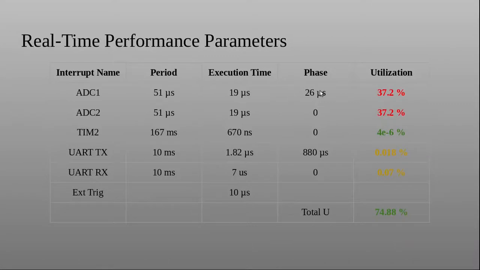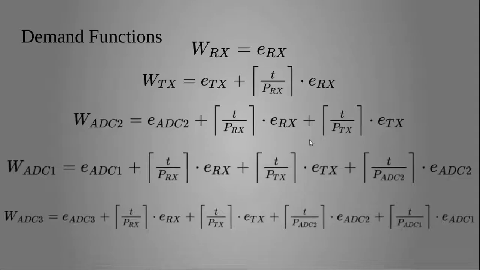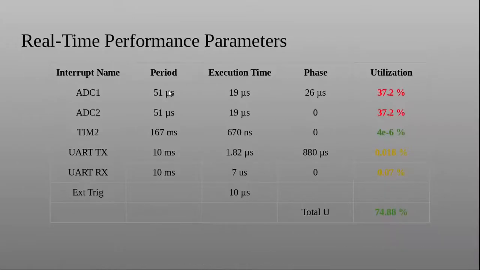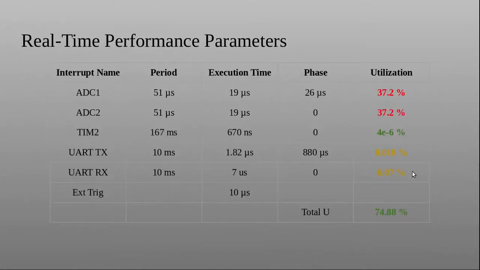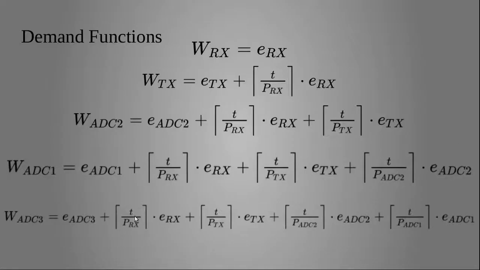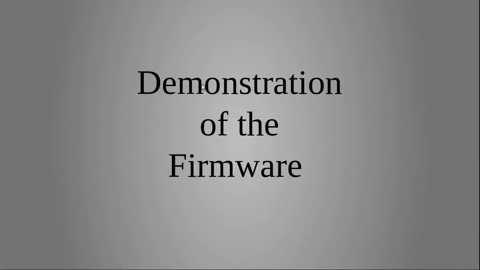Also, it is important to note that there were some phases previously, and those phases are not here anymore because we are actually considering the critical instance. If we make the phases 0, we can then consider the critical instance, and these demand functions correspond to the critical instance. And if we can ensure that we can meet the deadlines of this critical instance, then we can meet the deadlines of any other instance. By that logic, these demand functions are justified. And we will show the demonstration of the firmware now.